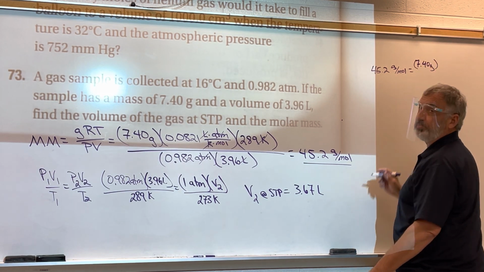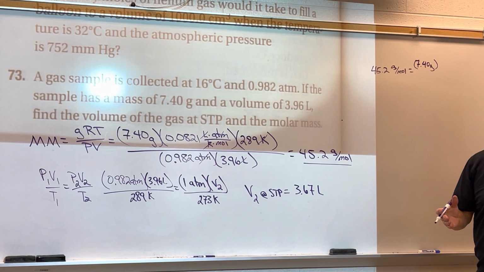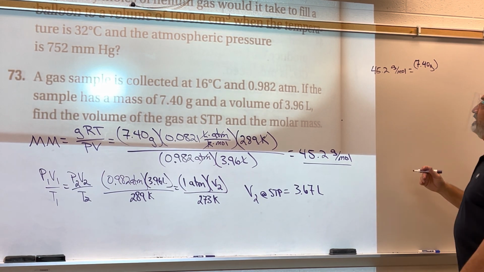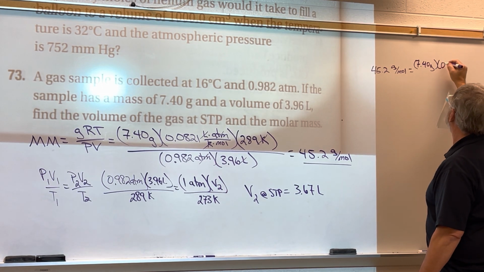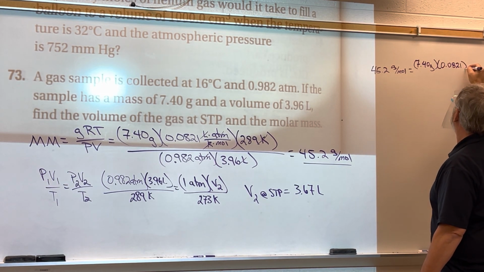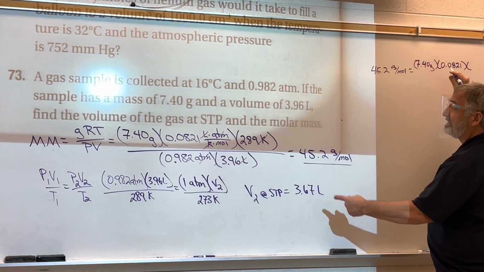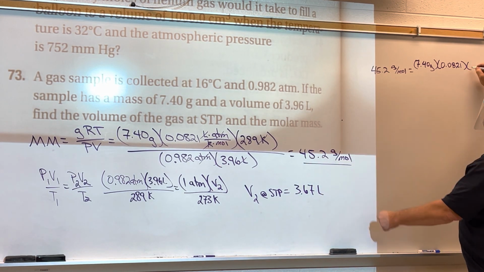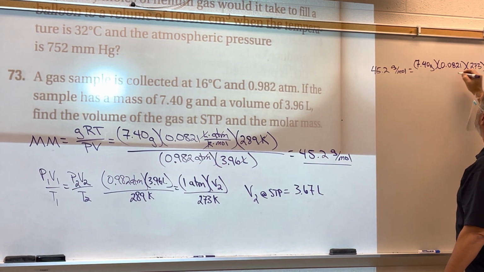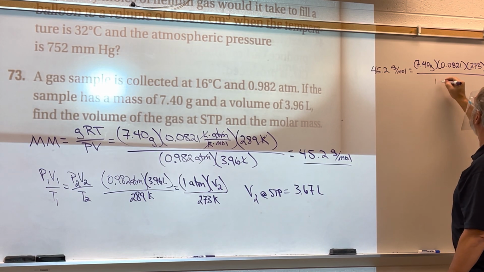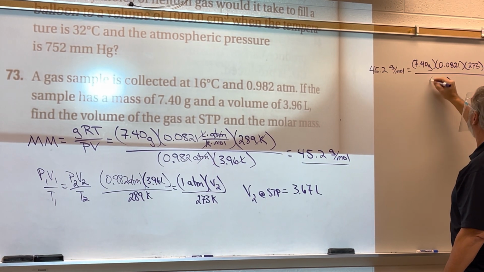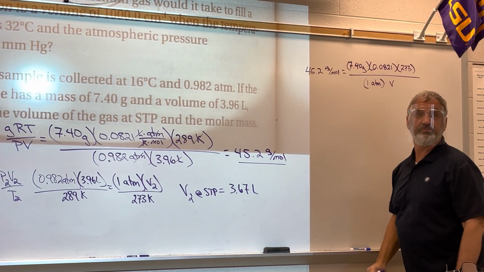Because changing temperature and pressure doesn't change how many moles or how many grams are going to be present. It's still a closed container, same number. Okay? g, 0.0821. The temperature is now at STP, so the temperature is going to be 273, over 1 atmosphere, and we're looking for volume.